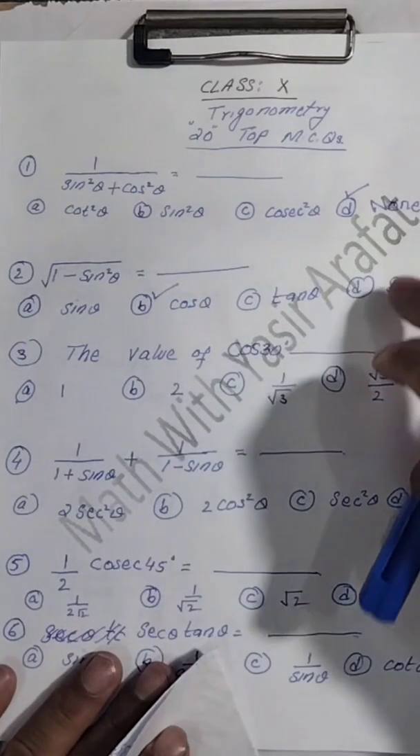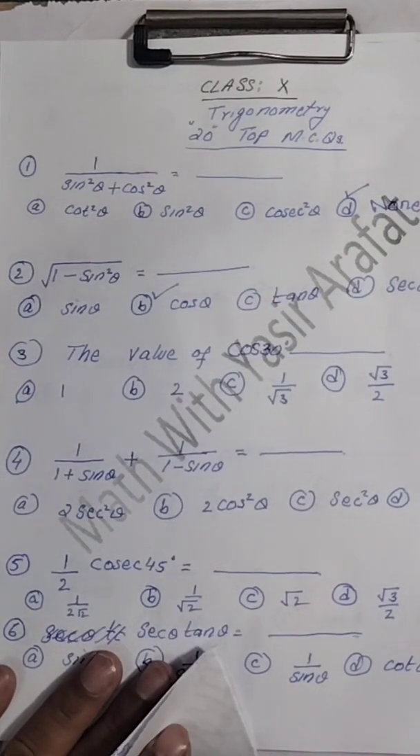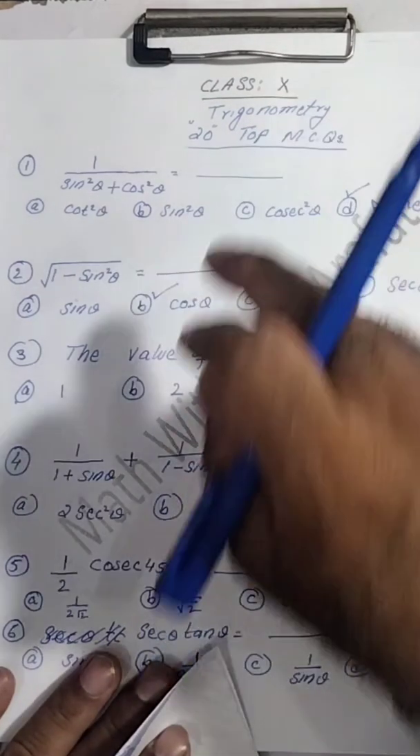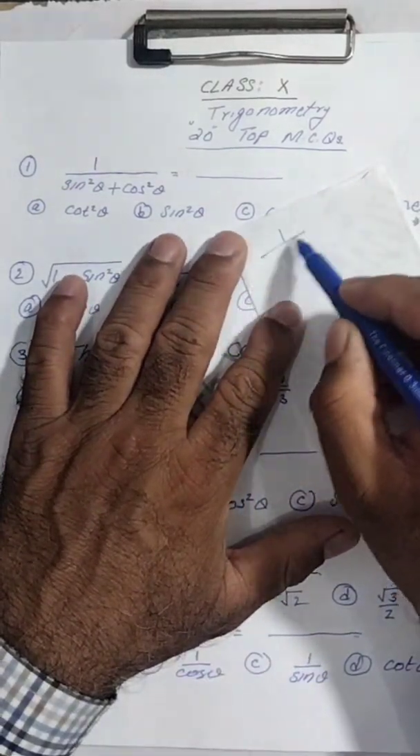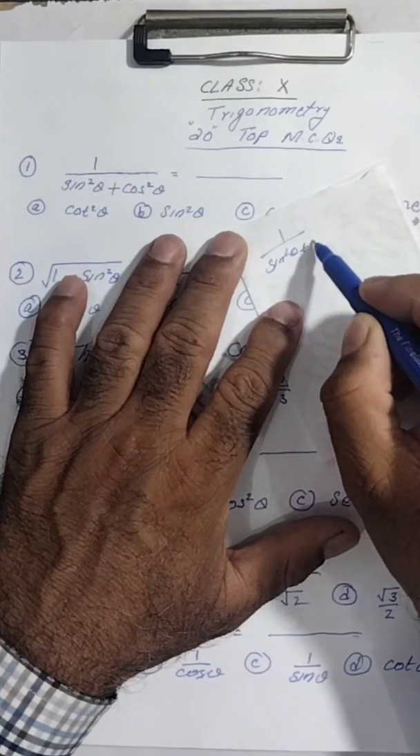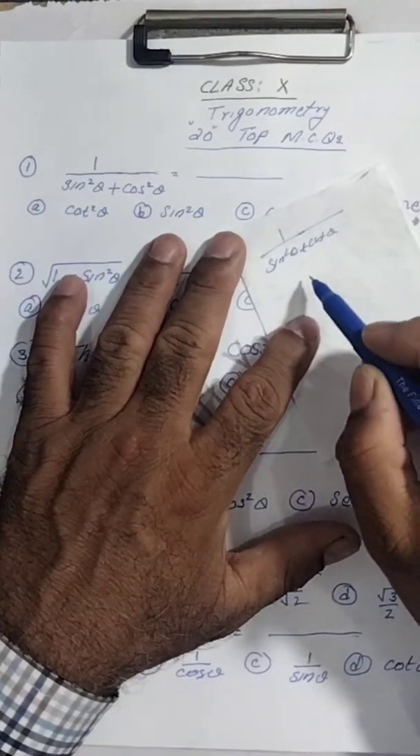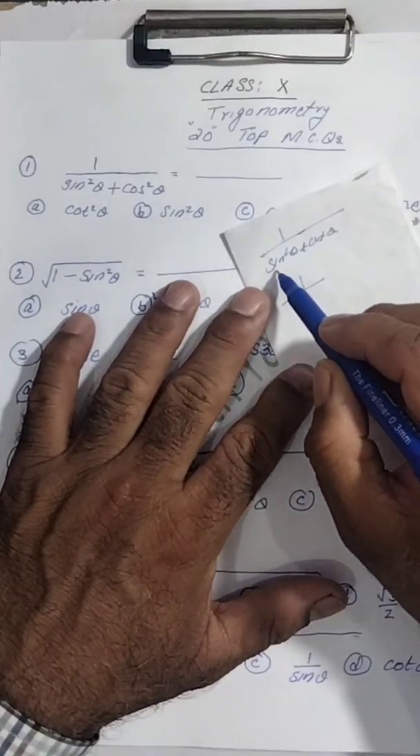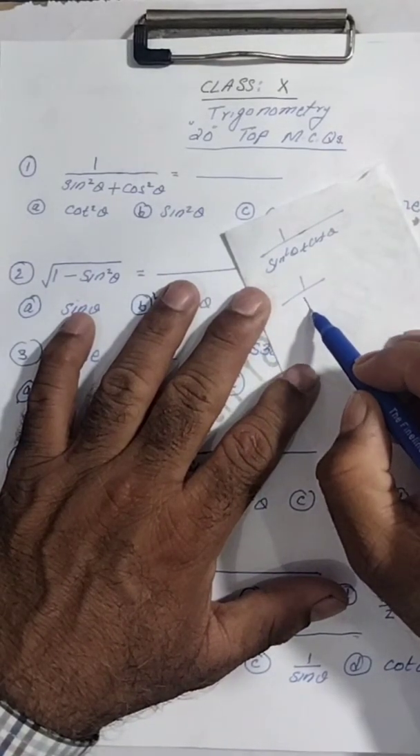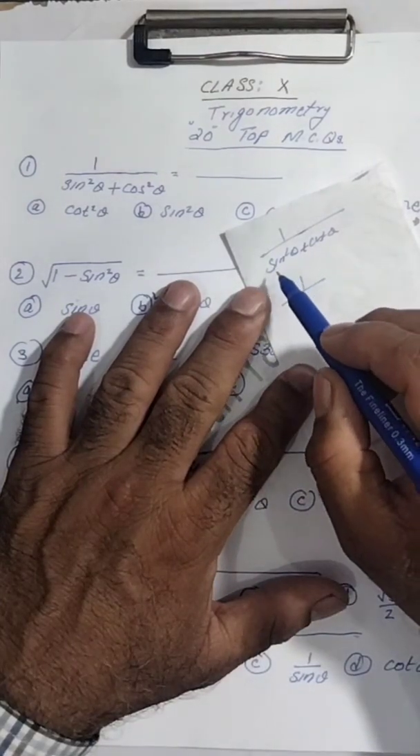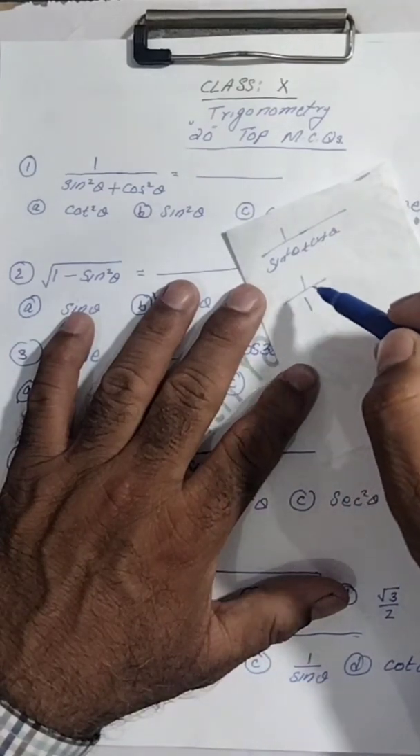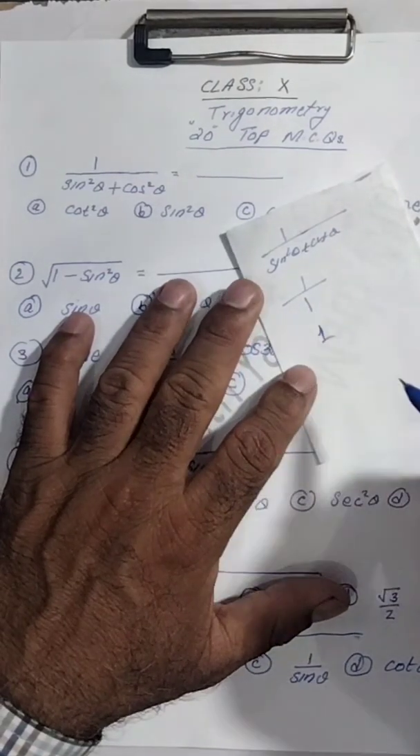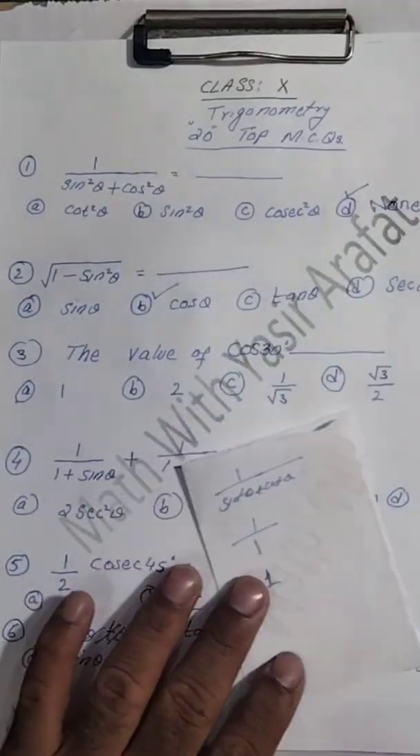You are watching Math with Yasir Arfat, and today we are going to discuss 20 top most important MCQs of trigonometry for class 10. Here is the first MCQ: 1 over sine square theta plus cos square theta. We know that sine square theta plus cos square theta equals 1, so we put its value here. So this is 1 upon 1, which means 1, and the correct option is D.